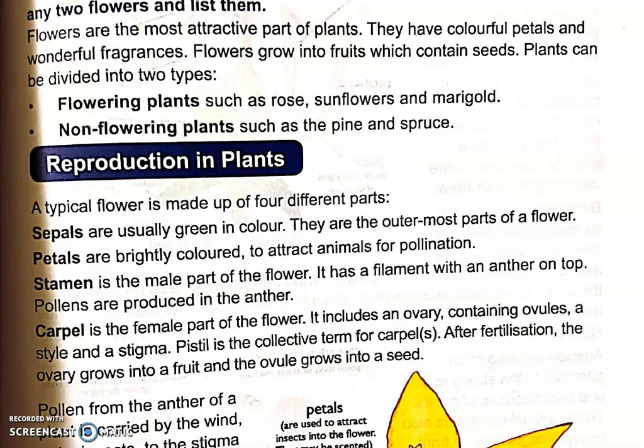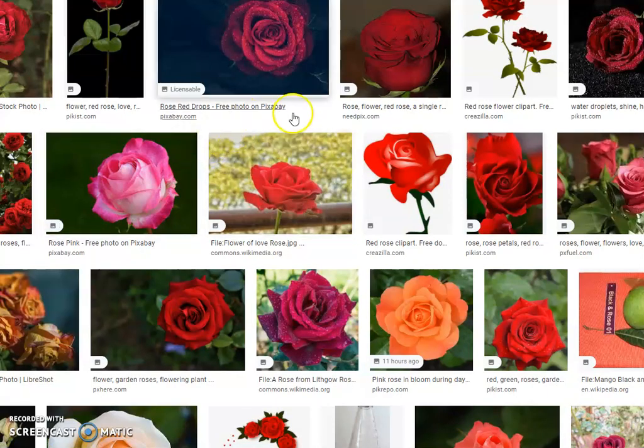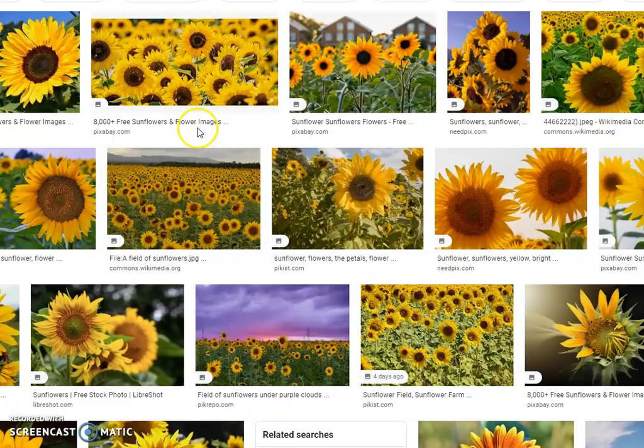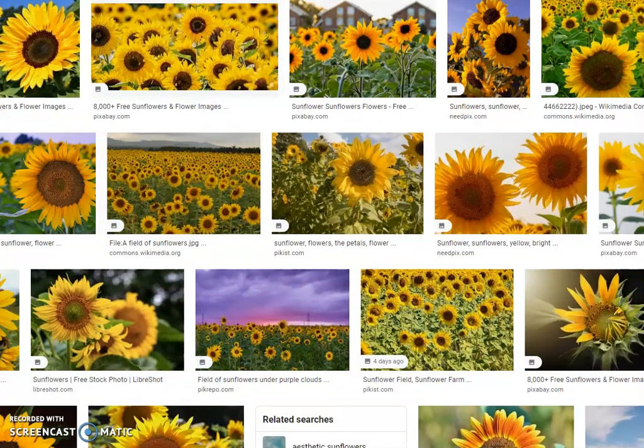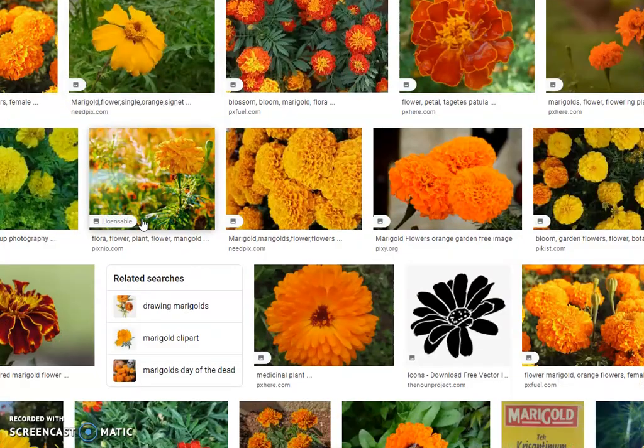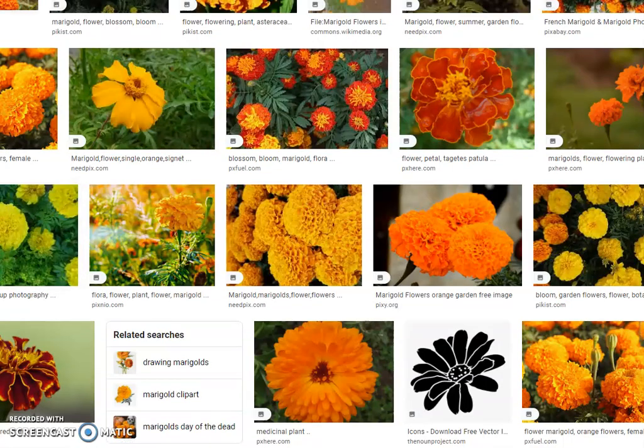Plants that grow flowers, which become fruits containing seeds, can be divided into two main types. First is flowering plants such as roses, sunflowers and marigolds. These are your roses, beautiful rose flowers as you know. Then we have beautiful sunflowers. Oh, I love a field full of sunflowers. Sometimes they are so huge, they are as big as our faces. Then I love marigolds. We often use them in garlands or in puja.